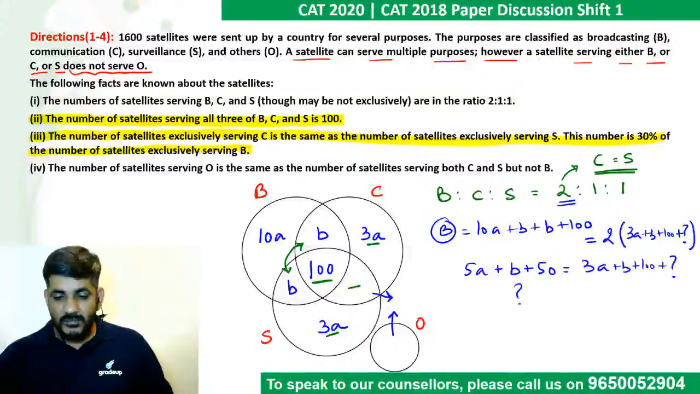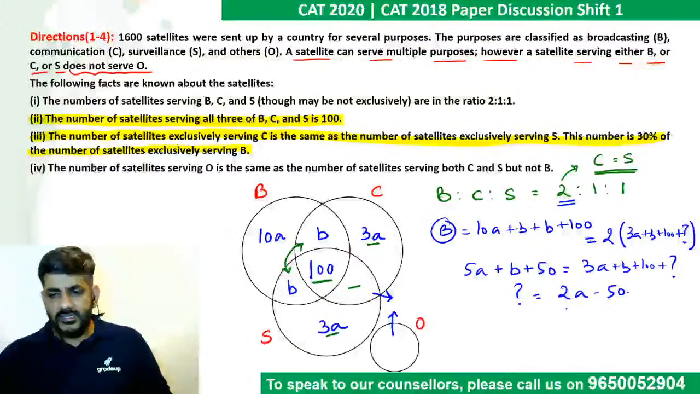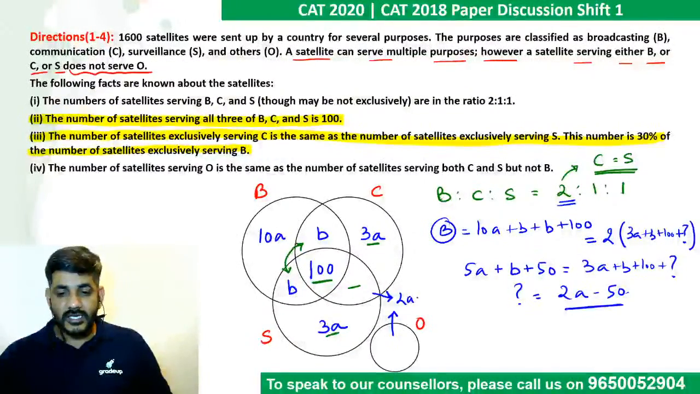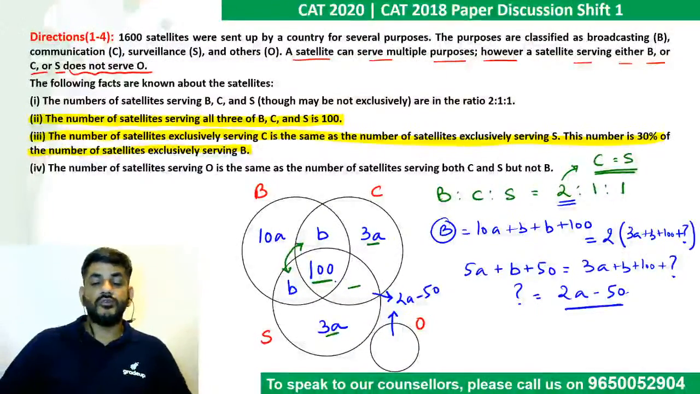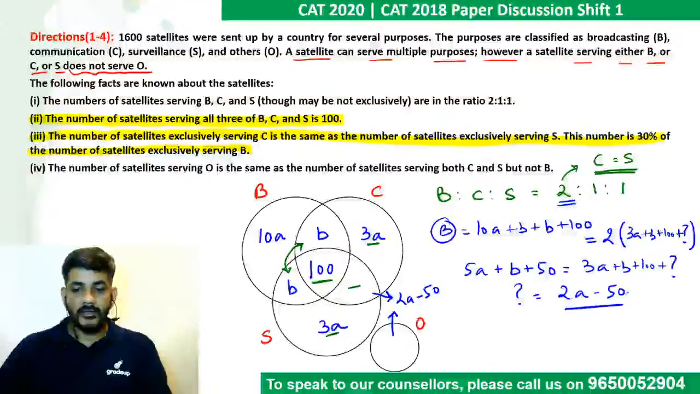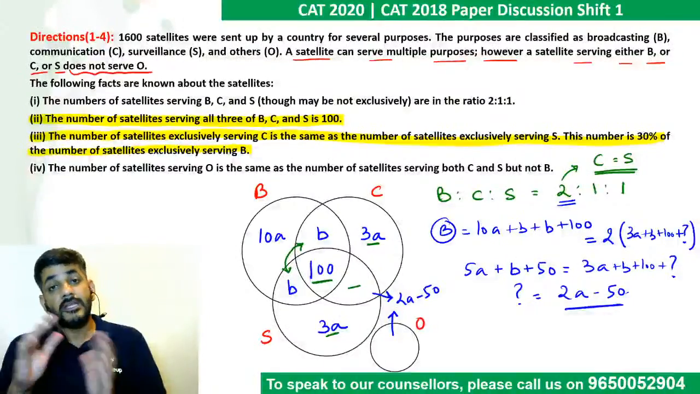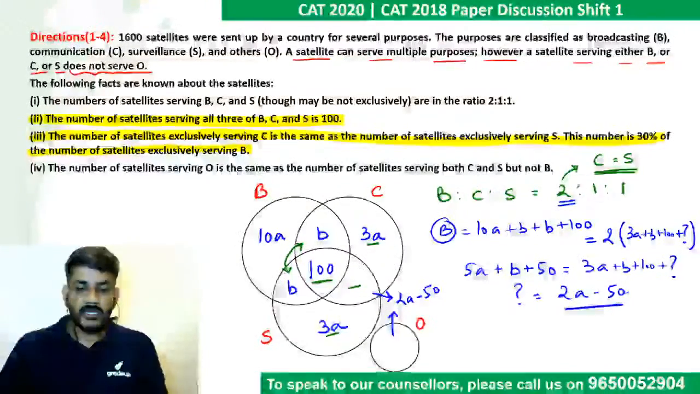So what is that question mark according to this? We subtract. 5A minus 3A is 2A. B minus B is cancelled out. And 50 minus 100 is minus 50. See, we have not used another variable and we got to know that this area is 2A minus 50, which is equal for both of them. The area in O, as well as the area which is common to C and S but not B, these two areas are equal and both of them are equal to 2A minus 50.